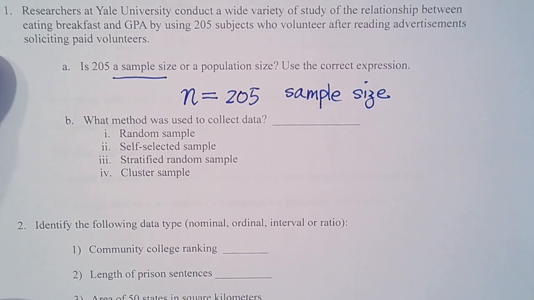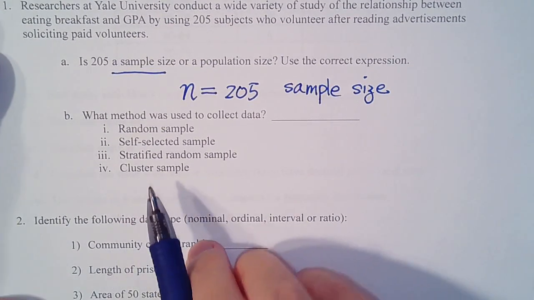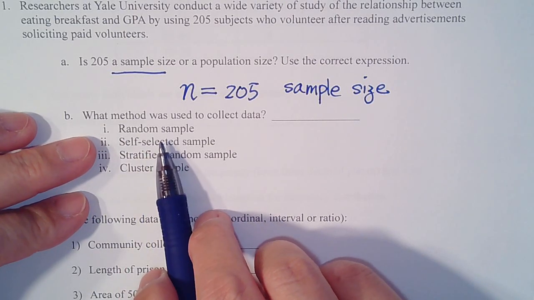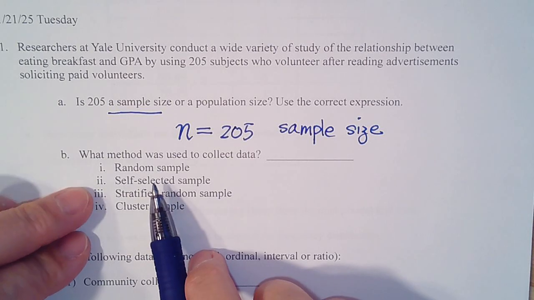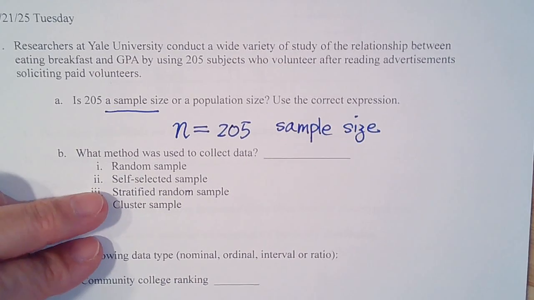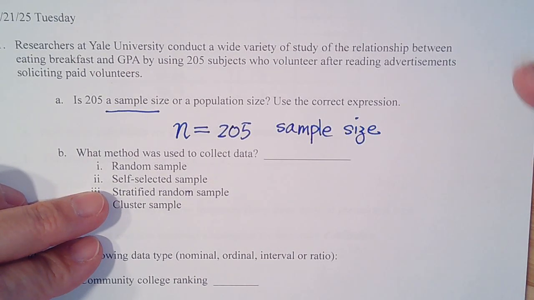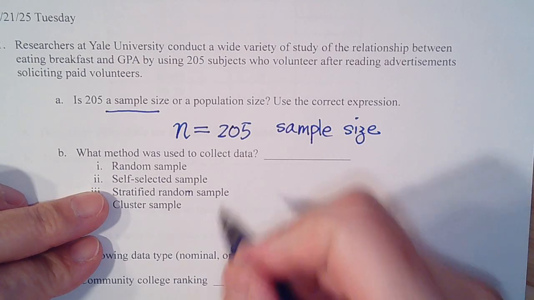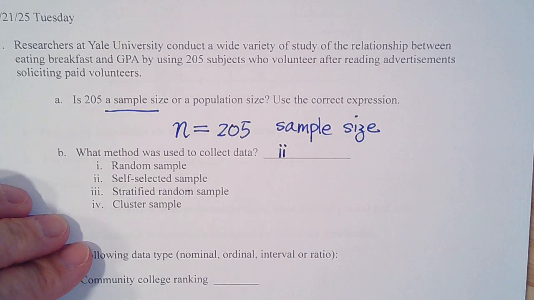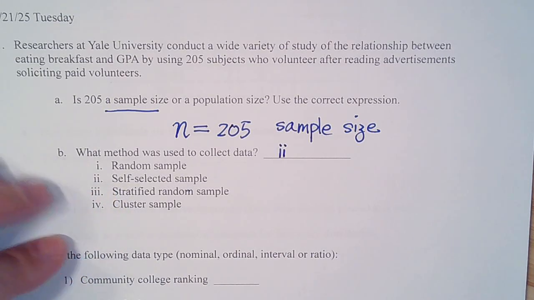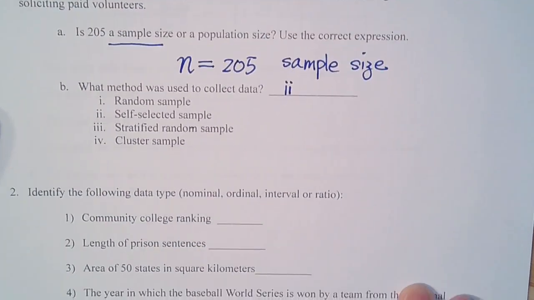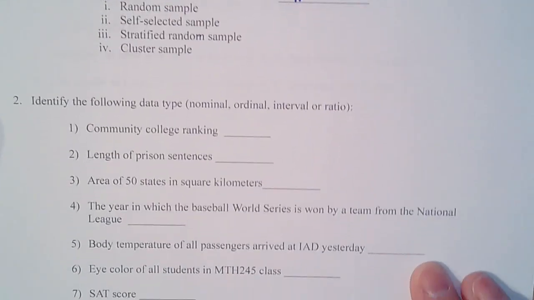What method was used to collect data? I give you 4 options, and you just let me know which one. The first one is random sample, which is where you randomly select 205 students from the school. The second one is a self-selected sample, which is where people volunteered or came to you and gave you the answer. And that is this case. So in our example, the answer should be number 2, the self-selected sample. It's not a stratified random or a cluster sample, which are more complicated. Okay, so that is question number 1.